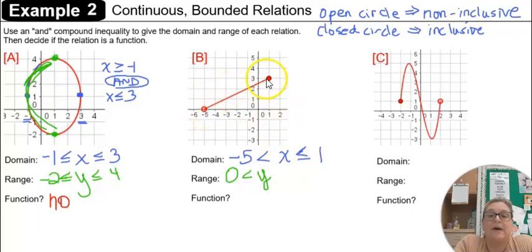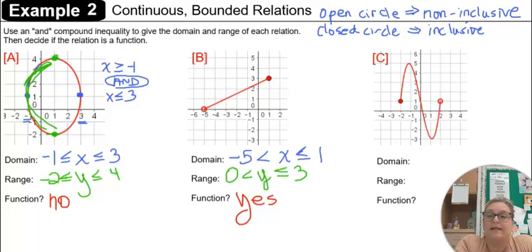Now our highest possible y value is up here at +3. That's a closed circle, so it is inclusive. So we have a less than or equal to 3. So our y's are bounded between 0 and 3, non-inclusive at 0, and inclusive at 3. Okay, this line segment does pass the vertical line test, and so it is a function.